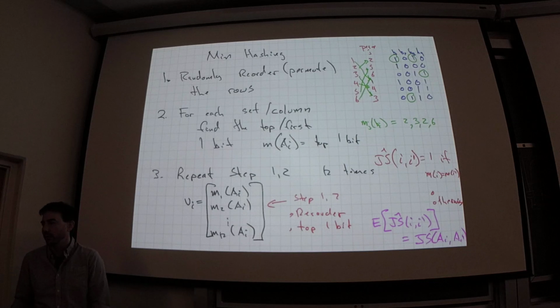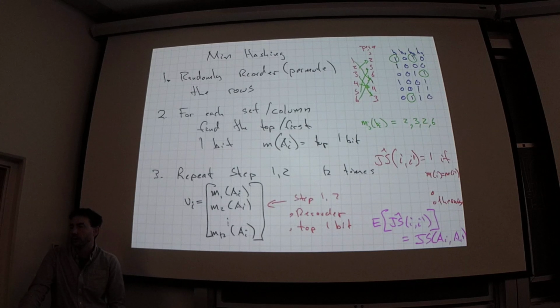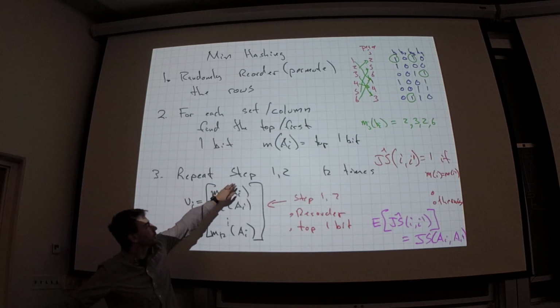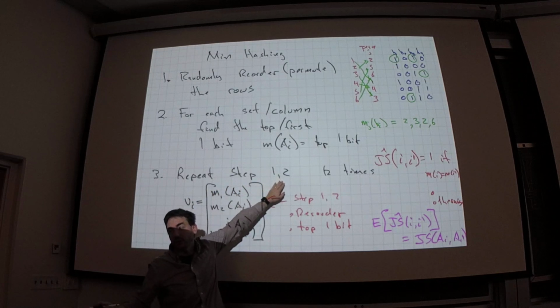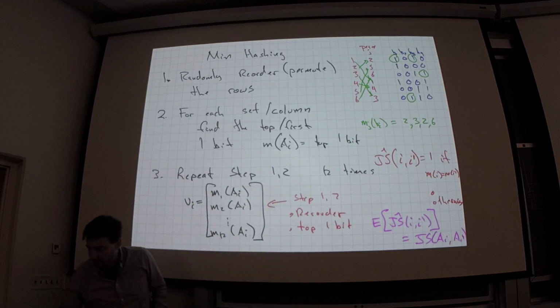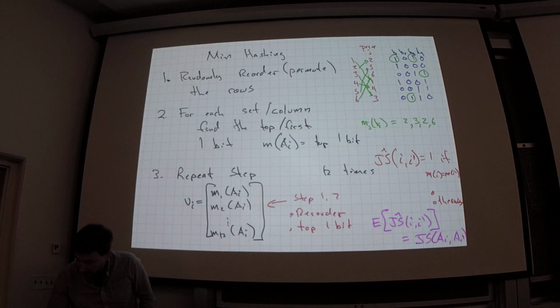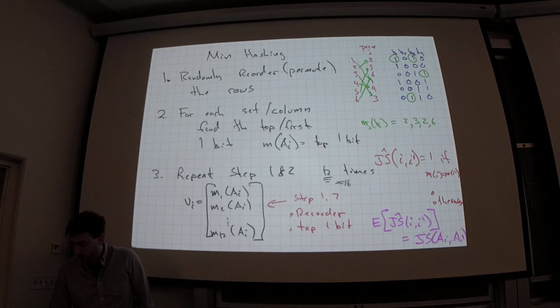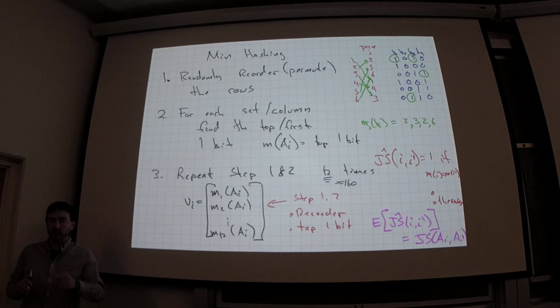Why did you set the number of repetitions for the trial in step 3? Oh, I repeat steps 1 and 2, not 12 times. Let me make this more clear: steps 1 and 2 for k times. So k, let's say 160 is what you use for your assignment.